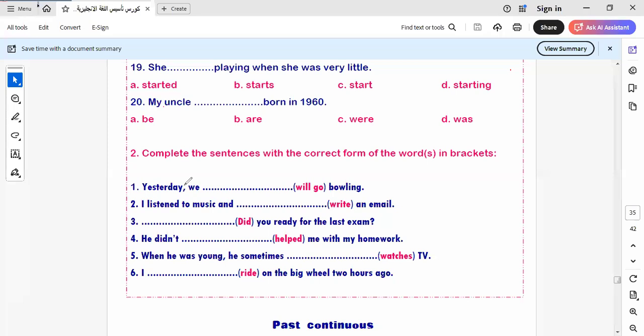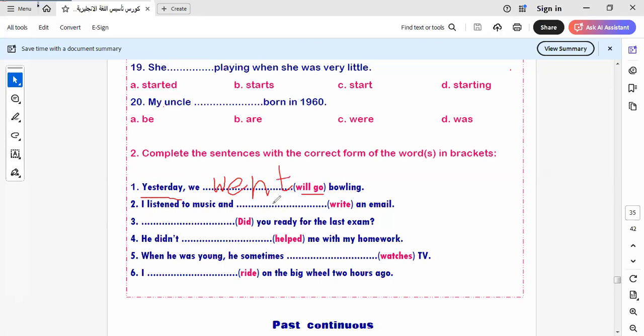Here we have yesterday. So here we'll go. So we'll go is expressing what? Expressing future. And we have yesterday, and as we know yesterday is expressing the past form. So it will be here we went.